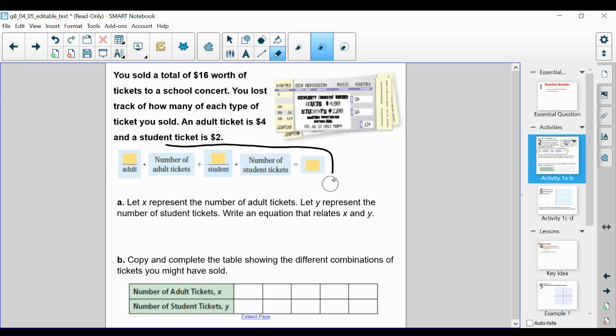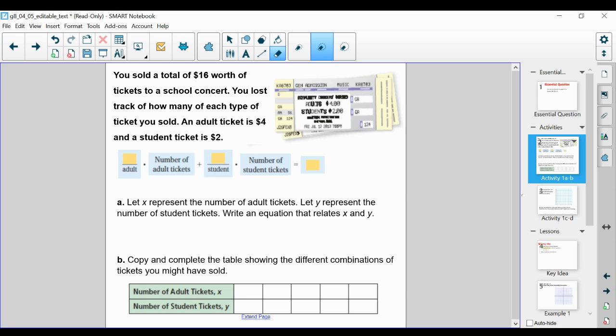So with that, let's look at part A. Let me erase the circle first. Let's look at part A. It says let X represent the number of adult tickets. Let Y represent the number of student tickets. Write an equation that relates X and Y. Let's refer back to the situation. Let's reread it again to help us create the correct equation.